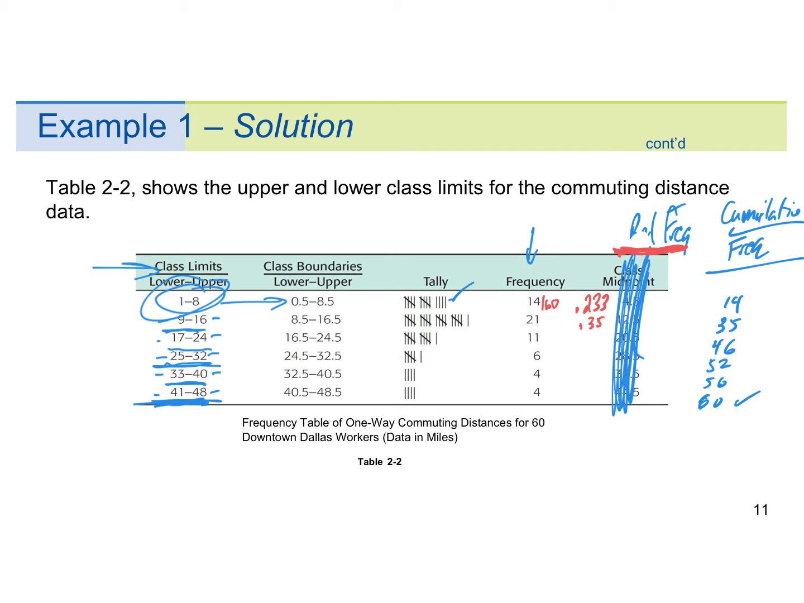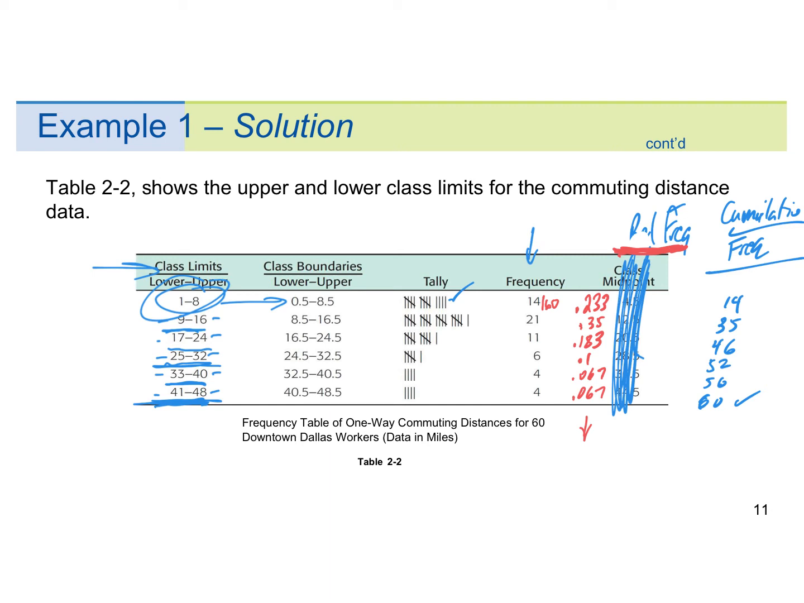11 divided by 60 is 0.18333, so 0.183. 6 divided by 60 is 0.1. 4 divided by 60 is 0.06666, so 0.067. And this is 0.067. Ladies and gentlemen, these numbers will add up to give you 1, or a number really, really close to 1, like 0.999 or 1.001. Either one is acceptable because there was a little bit of rounding.